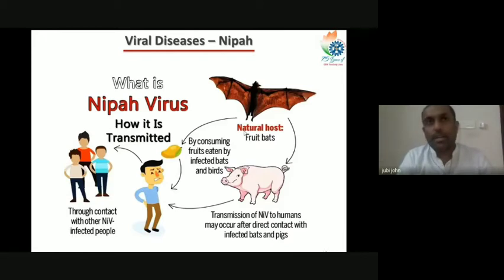The first reported Nipah virus infection was in 1996 in Malaysia, and it was transmitted from pigs to pig farmers. And during that time, they had to kill 1 million pigs to prevent the transmission of this virus infection.